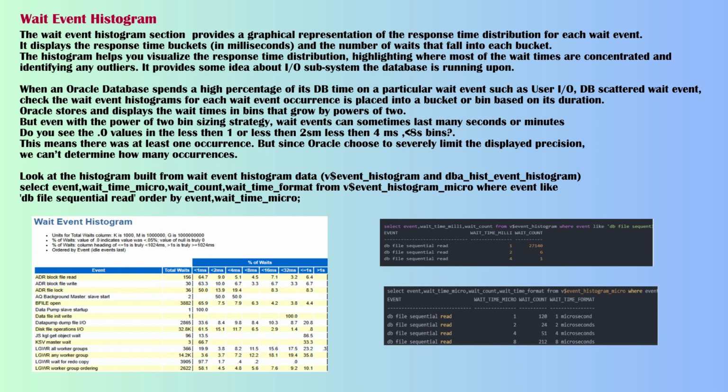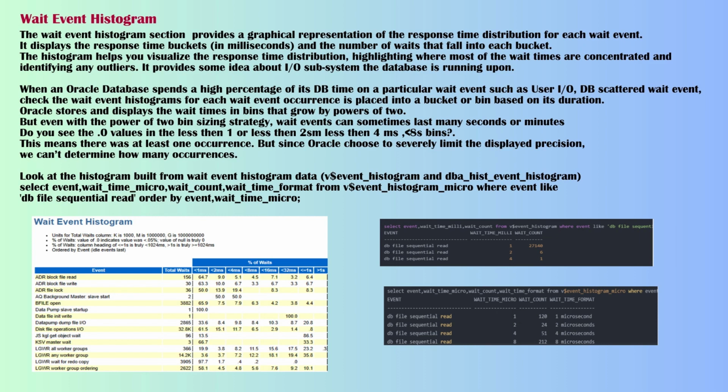Do you see the 0.0 values in the less than 1s or less than 2s bins? This means there was at least one occurrence. But since Oracle chose to severely limit the display precision, we can't determine how many occurrences. Look at the histogram built from wait event histogram data, $event_histogram and DBA_hist_event_histogram. Select event, wait_time_micro, wait_count, wait_time_format from $event_histogram_micro where event like 'db file sequential read' order by event, wait_time_micro.